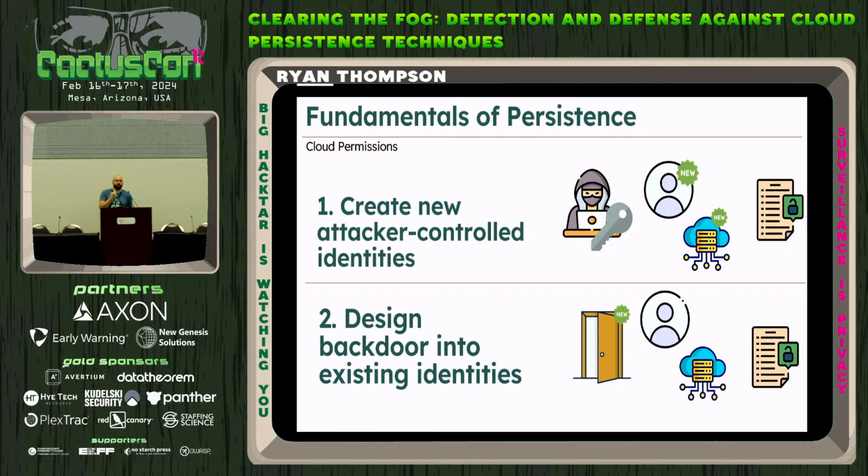So when we talk about persistence, there's really two major avenues. I either want to create attacker-controlled infrastructure or identities. So maybe that's a new key that I create that I have access to. Maybe I'm spinning up a new instance. Maybe I'm creating a new policy. I'm creating something from nothing. The alternative is I'm going to build a backdoor into existing identities. And so as we go through here, keep in mind, it's going to be one of these avenues.